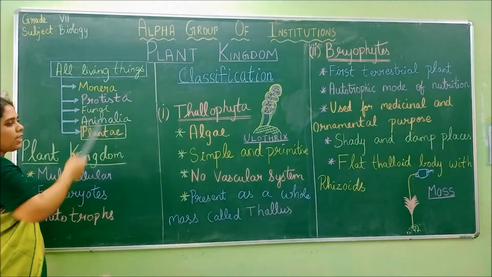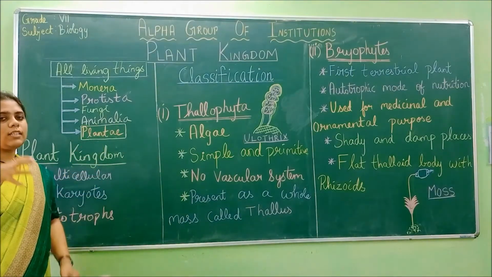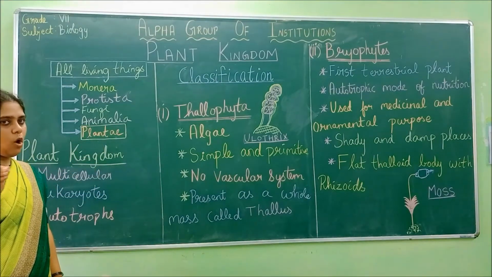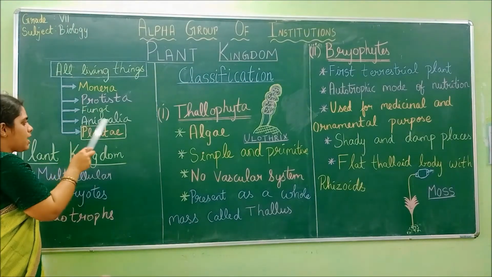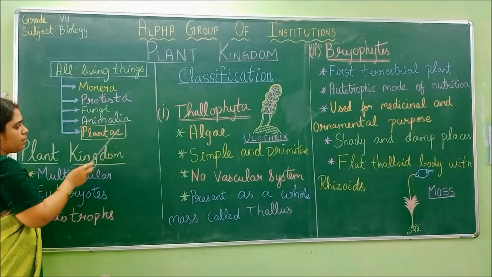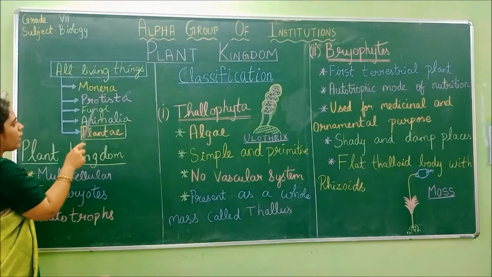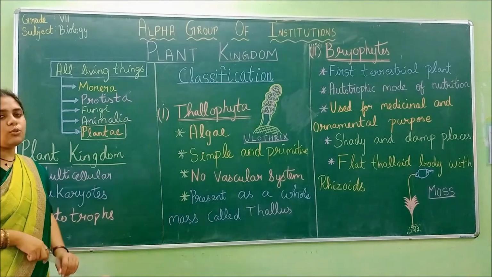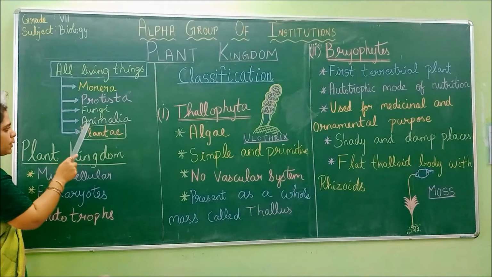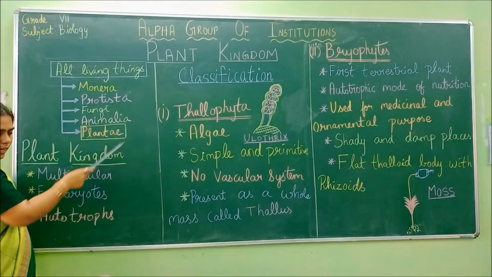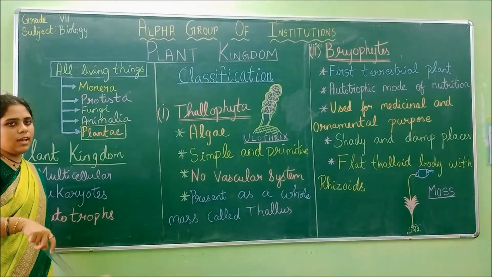First is Monera. Monera means bacteria. Protista means the multicellular small organisms. Then fungi. Then Animalia. Animalia means animals. Plantae means all the plants. So they have been divided into 5 categories. Today we are going to learn only the plant kingdom. This part alone we are taking and seeing in detail. In this also we have many groups.